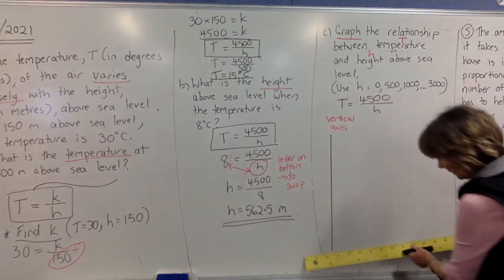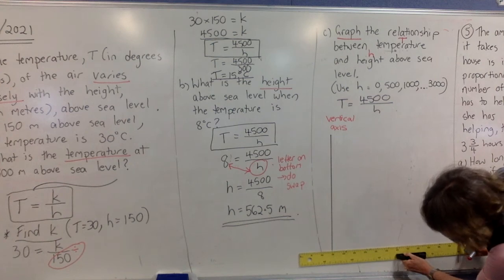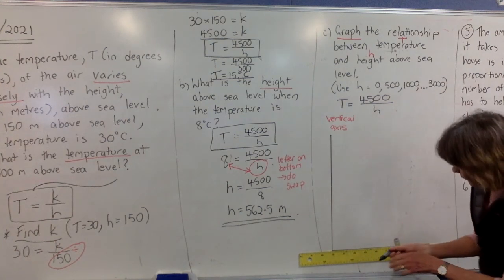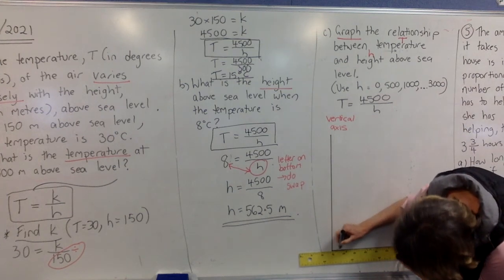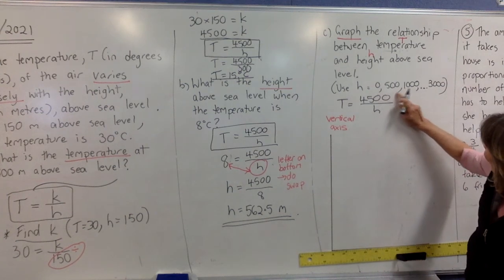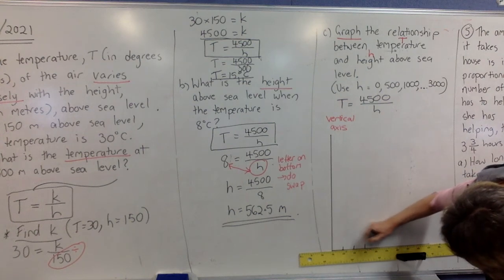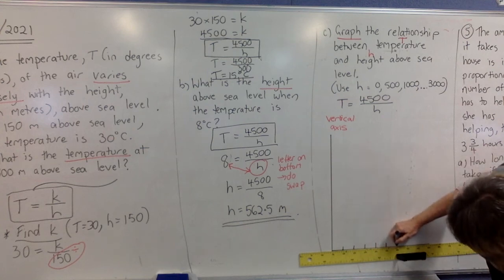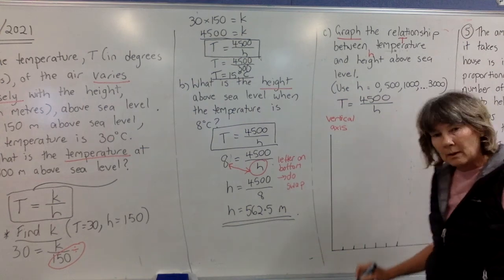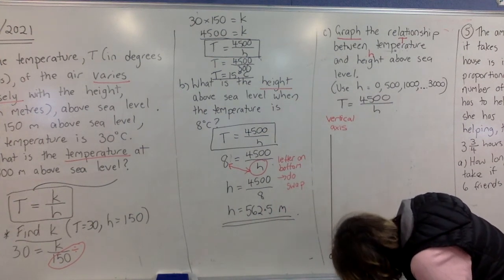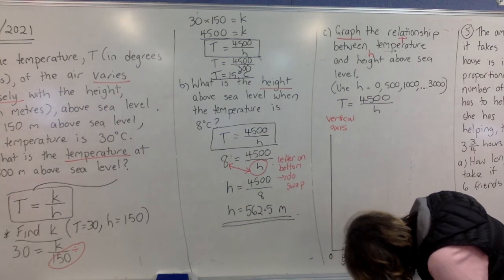All right. So down the bottom here, we're starting at 0, so we don't need any negative part of the graph. Then we're going to go 500, 1,000, 1,500, 2,000, 2,500, 3,000, and we're going to stop there. Okay, so let's just put those on. I'll just write them sideways because it's easier to see where it all comes from.